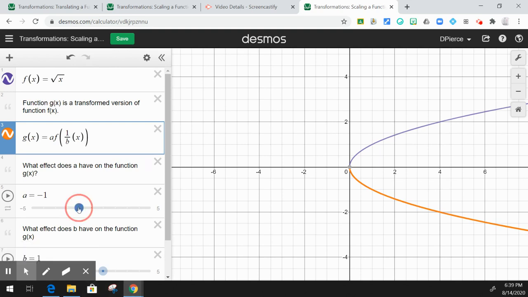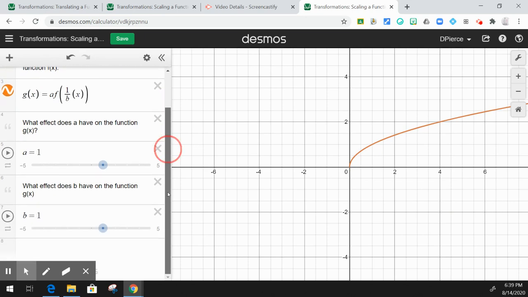All right, so let's move that back. So now it's lining up with our parent. And this time, let's look at the b value. If I take my b value and make it negative 1, you can see that instead of going to the right, it's opening up to the left. So a square root function is kind of like a ray. It has a starting point and then it goes off to the right, or off to the left, forever and ever. So the parent function, when it's positive 1, goes to the right.